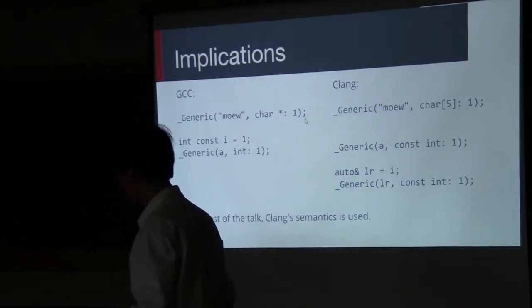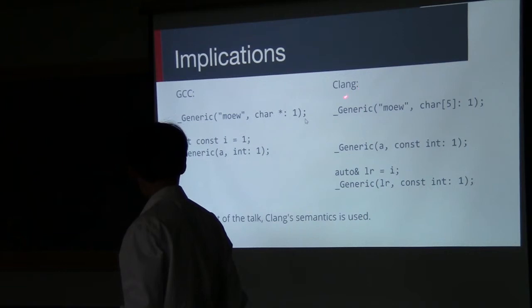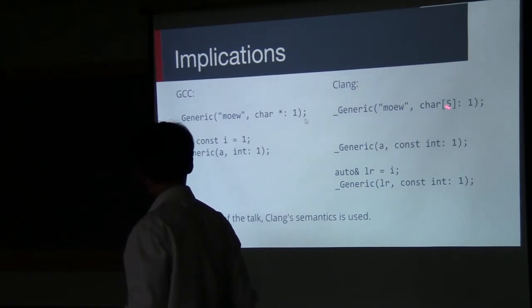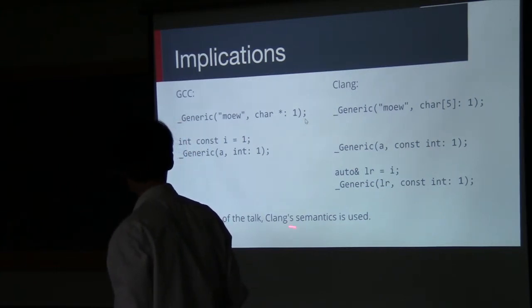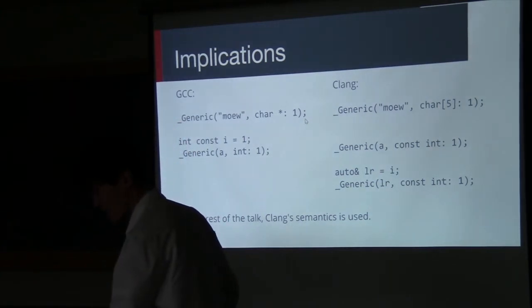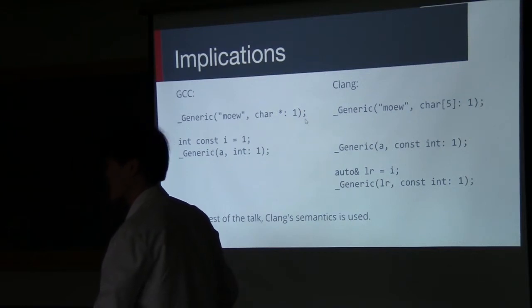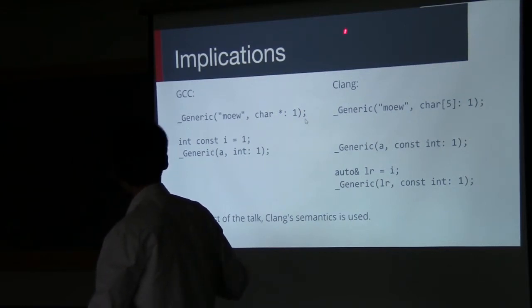So, since we only have this implementation to try in C++ mode, and actually in C++ it's okay to compare against the exact type. In this talk, we use Clang's semantics. It's fairly easy to simulate the correct semantics using exact match semantics, right? We are going to see how to do it later.